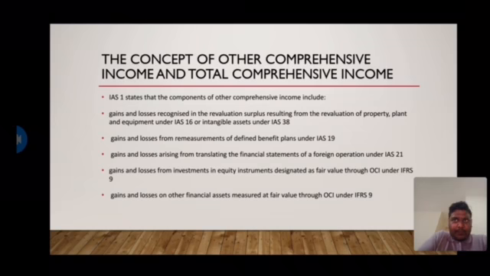Gains and losses from investments in equity designated at fair value through OCI under IFRS 9. And lastly, gains and losses on other financial assets measured at fair value through OCI under IFRS 9. These are some examples of the components of comprehensive income.